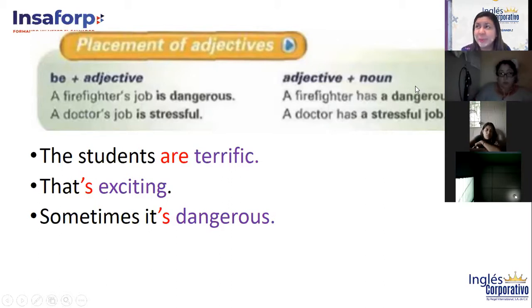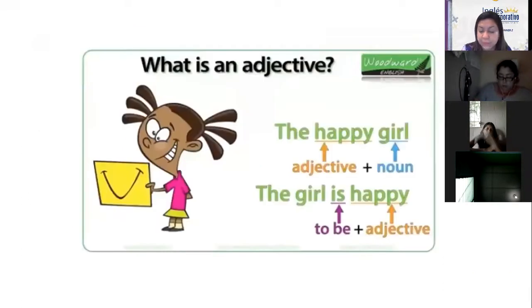En español siempre ponemos los adjetivos después del sustantivo, por ejemplo, la casa blanca, el trabajo peligroso, trabajo estresante. Pero en inglés, we use the adjective first. Usamos el adjetivo antes del sustantivo. A doctor has a stressful job.